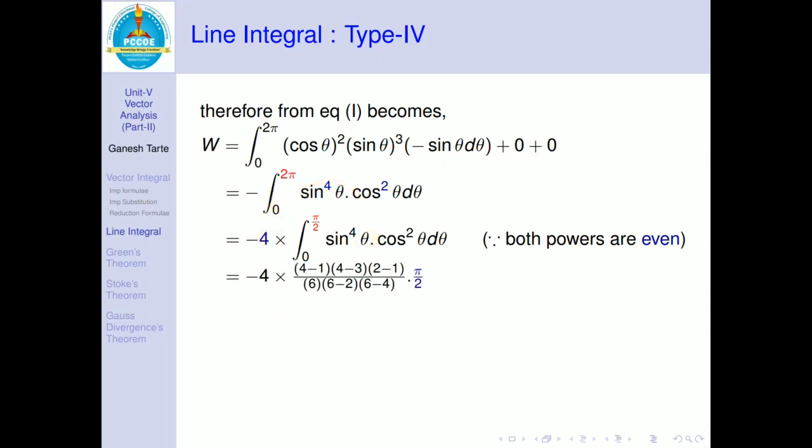Applying the reduction formula, minus 4 as it is. The first power is 4, so subtract odd numbers from it: 4 minus 1, 4 minus 3, stop, because these are positive brackets only. Next, 2 minus 1, 2 minus 3 is negative, so stop at 2 minus 1 only. Divided by their sum, which is 6, so 6 minus an even number: 6 minus 2, 6 minus 4, stop, because the next number is 6 minus 6, into pi by 2, because both are even. On simplifying we get the required work done W equals minus pi by 8.